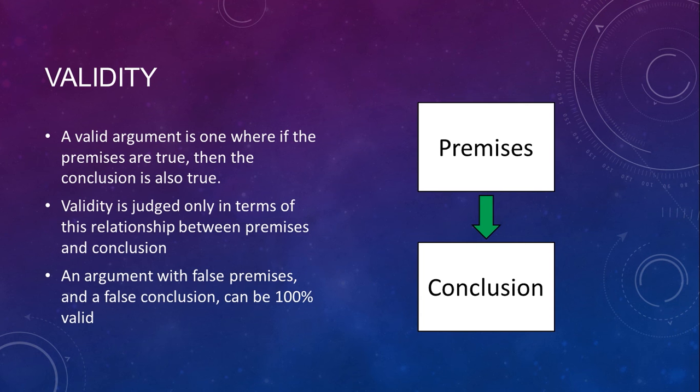All right, so validity. Validity is when, if the premises are true, then the conclusion is also true. Validity is judged only in terms of the relationship between the premises and the conclusion. This is one of the most counterintuitive things for people to get at the beginning of this process, because an argument with false premises and a false conclusion can be 100% perfectly valid. So validity is just about the relationship between the premises and the conclusion, and something is valid just in case, if you believe the premise, then you should believe the conclusion.